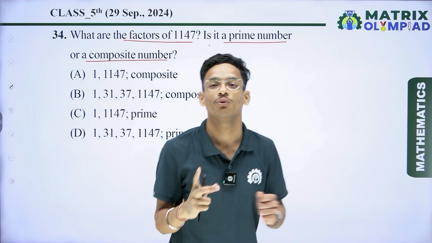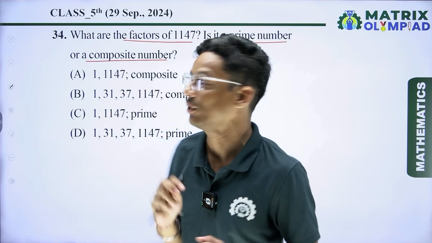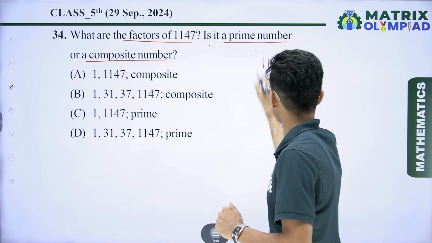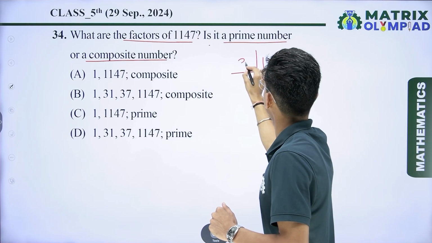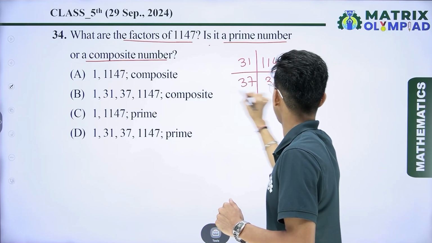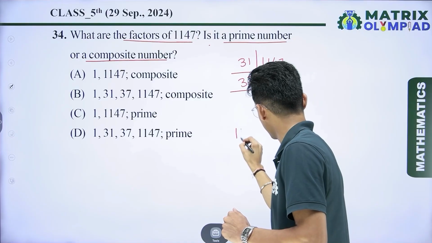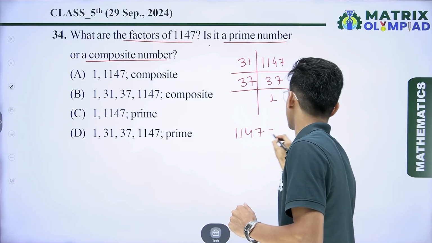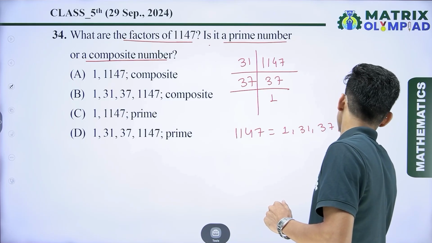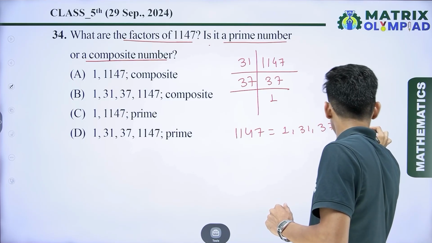So first we have to find the factors of 1147. Let's start. 1147, first we find the factors. If I divide directly by 31, then I get 37. If I divide again by 37, then I get 1. So the factors of 1147 are 1, 31, 37 and the last one, 1147 itself.